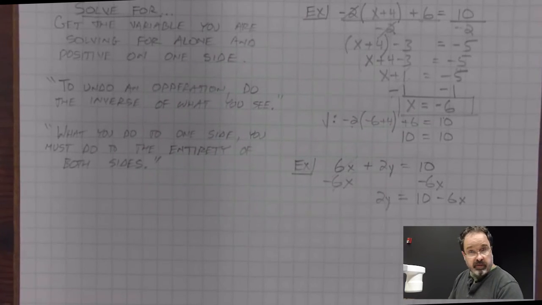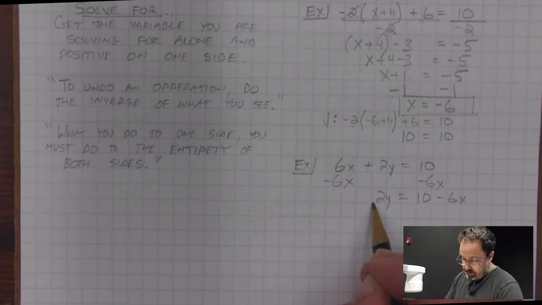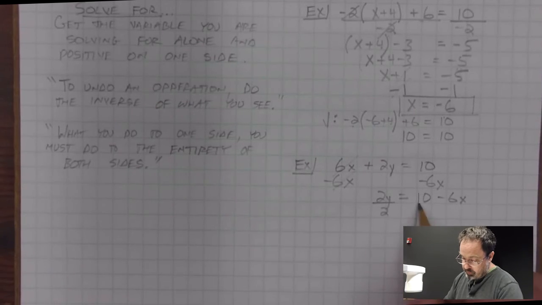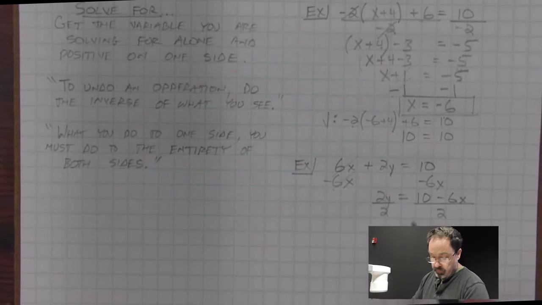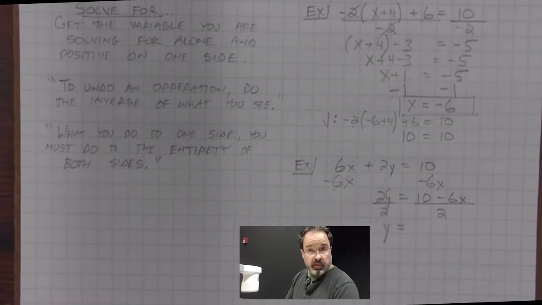I want to get y by itself. I have one more thing to do. I see that y is being multiplied by 2. The inverse of multiplication is division. I'm going to divide the entirety of both sides by 2. When I do, this will cancel out, leaving y by itself, and y is positive.